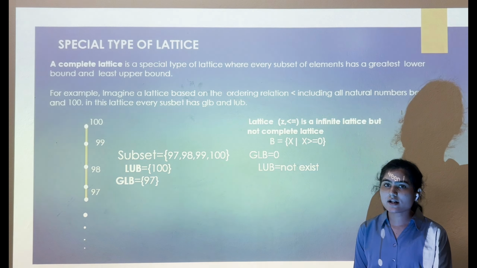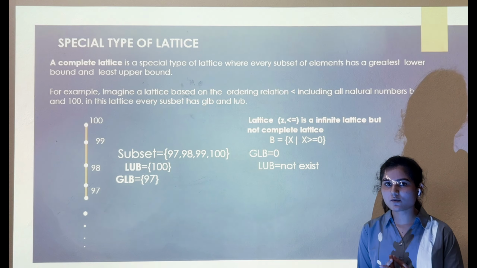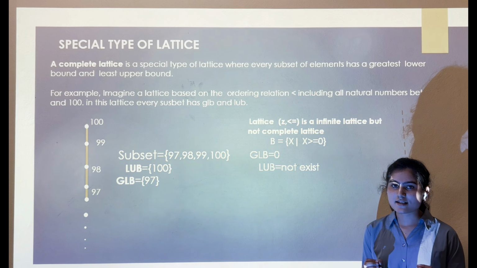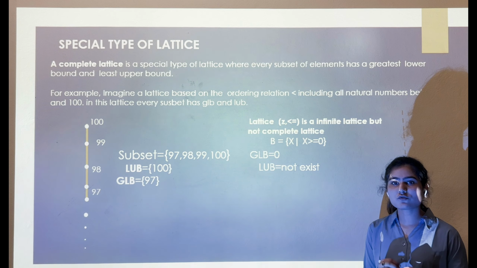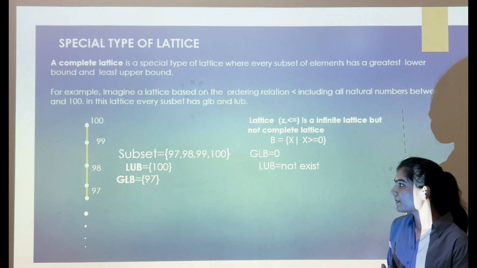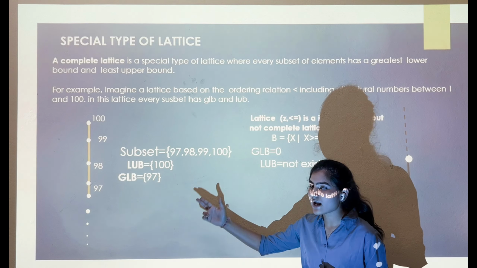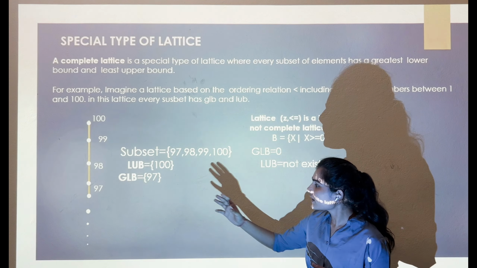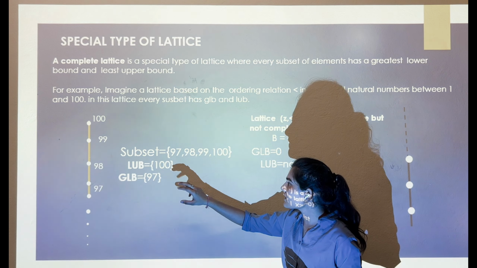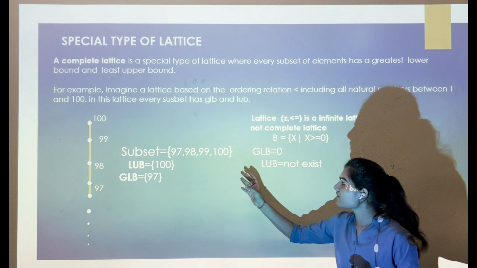Now we move to the last topic of our session, which is special types of lattices. A complete lattice is a special type of lattice, because in this lattice every subset should have a LUB and GLB. We can see in this example a lattice which starts from 0 and ends at 100, and we take a subset from this lattice which starts from 97 and ends at 100, and here we can see that these four elements have LUB 100 and GLB 97. So they have LUB and GLB.